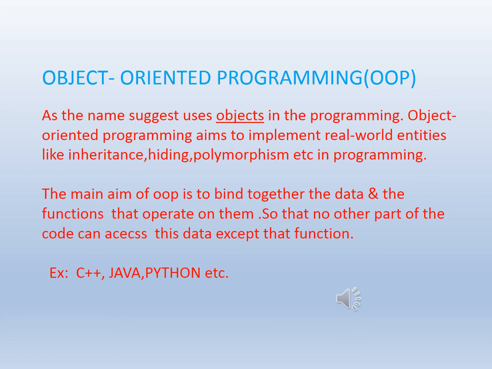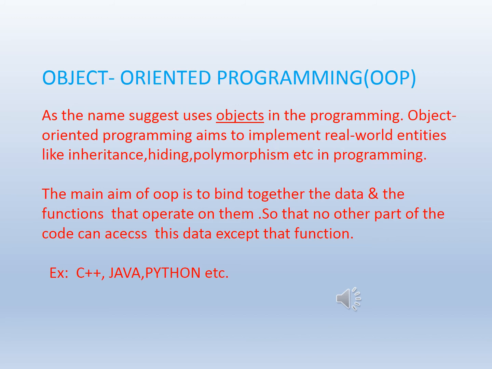Coming to the object-oriented programming language. This is also called OOP. It is associated with the concept of class and objects. These are the main pillars used in object-oriented concepts, and various other concepts like inheritance, hiding, polymorphism, etc. are used. So everything is focused on real life things.